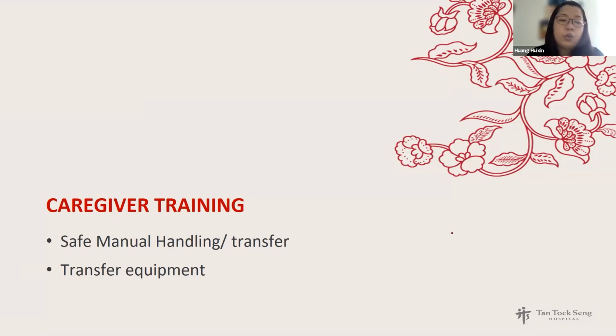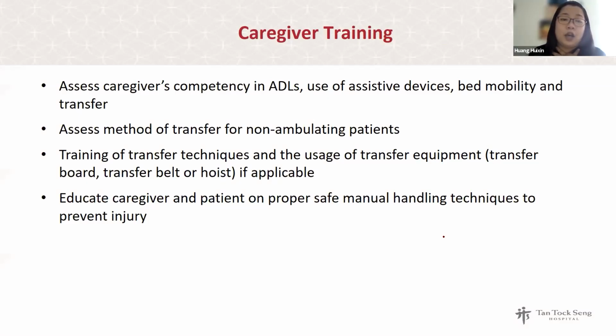So as an OT, like I mentioned earlier, one of the things that we do is to empower caregivers. Through empowering caregivers, they are able to provide care, but as an OT, you also need to take care of our caregiver. So proper training is needed. We teach them, and we assess their competency in assisting their ADL and using the assistive devices, because we don't want them to get injured along the way while providing care.